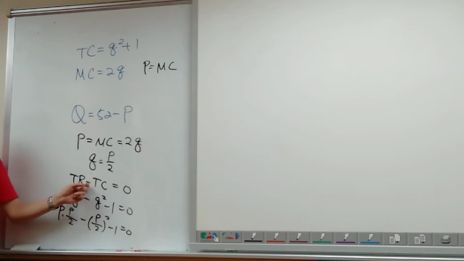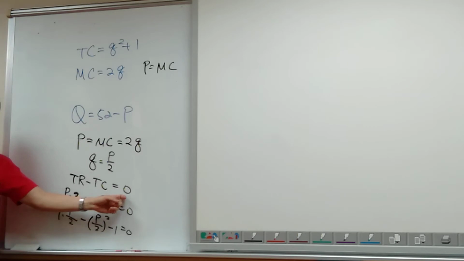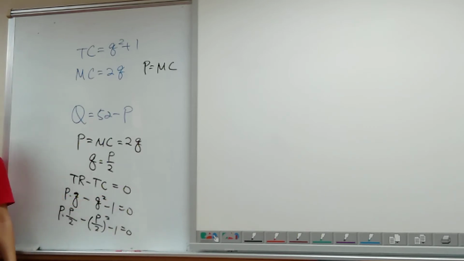Why is this true? Because in the long run, for a competitive firm, the profit is equal to 0. Because if there's a profit, new companies are going to join in. If there's a loss, some of the existing companies are going to go out. So make sure that in the long run, the profit is equal to 0. Okay? Questions?